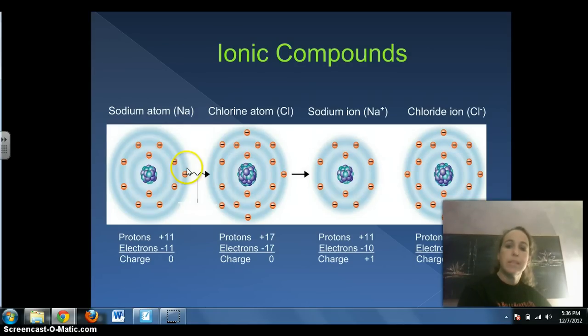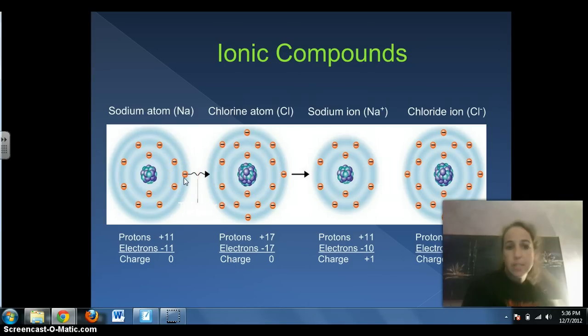Okay, so let's take a look at this example. Sodium, this is the nucleus. And if you remember, hopefully you remember, there are protons and neutrons in the nucleus. The first shell has 2 electrons. The second has 8. And then the third has 1. Because there are 11 electrons altogether. So 2 in the first, 8 in the second, so that's 10, and then you have 1.